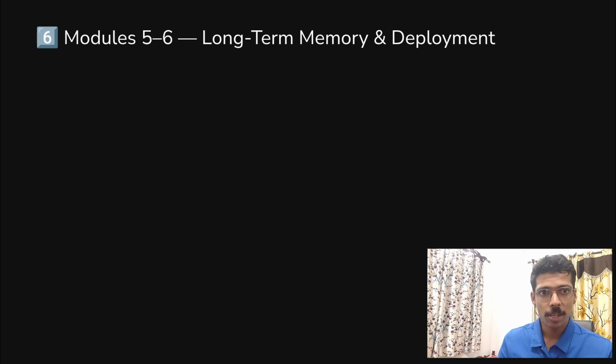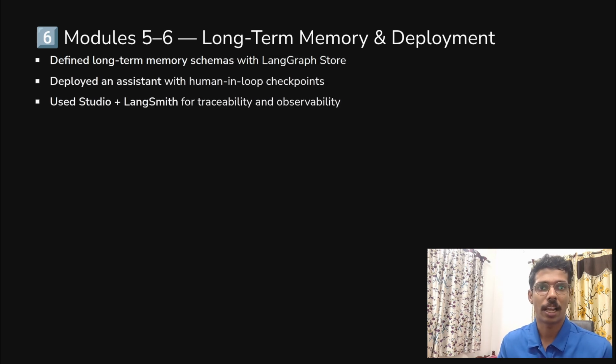Why do we need long-term memory? Long-term memory is usually needed when we have to store the state of the graph in memory for a longer period of time. So we can define the long-term memory and the memory schemas of LangGraph so that we can store the interactions the user had with the model over a period of time.